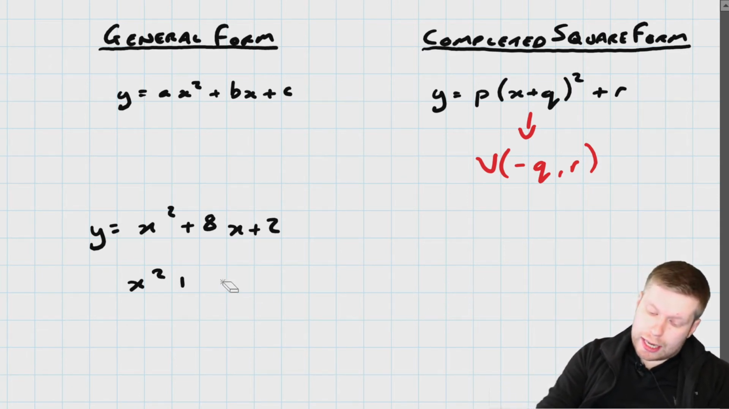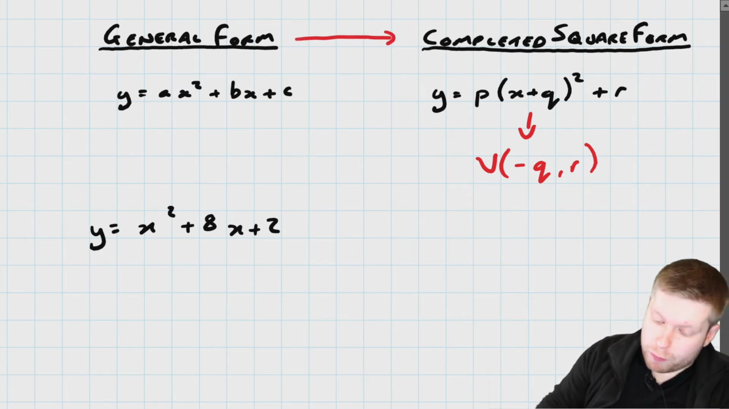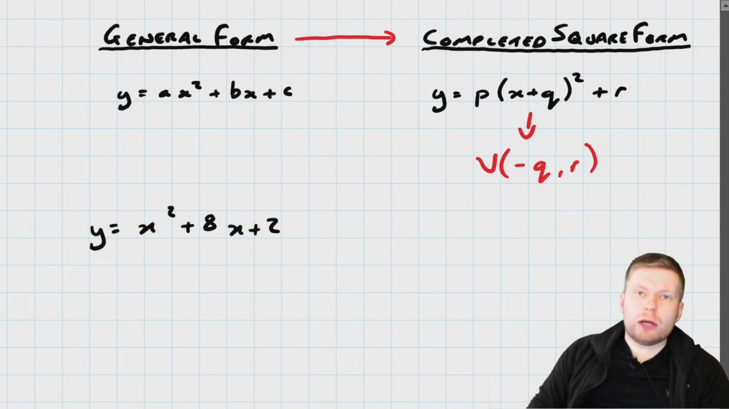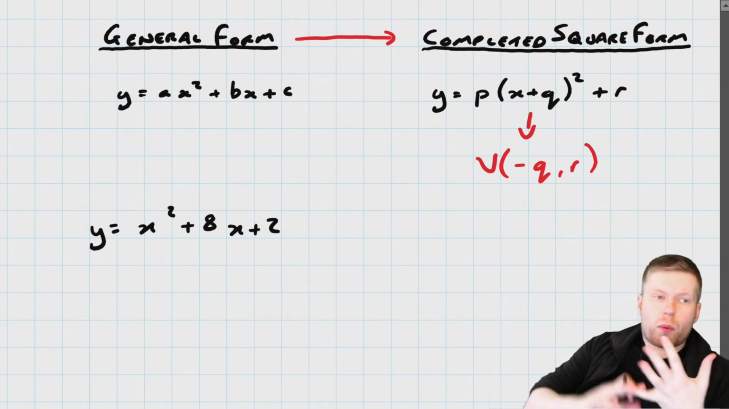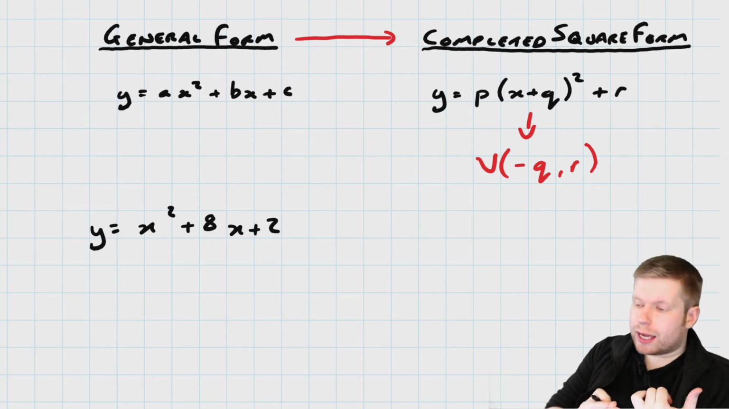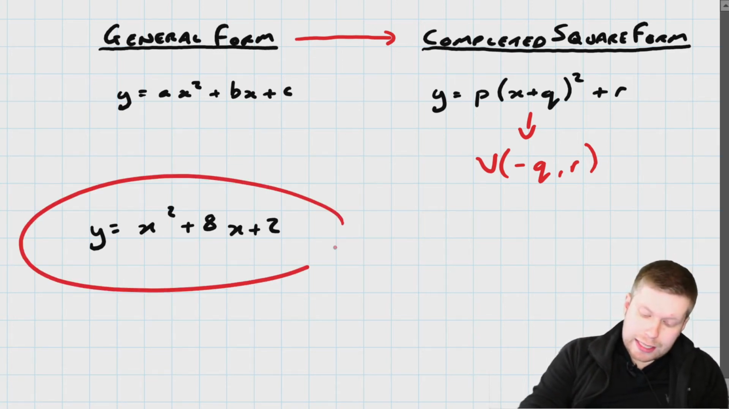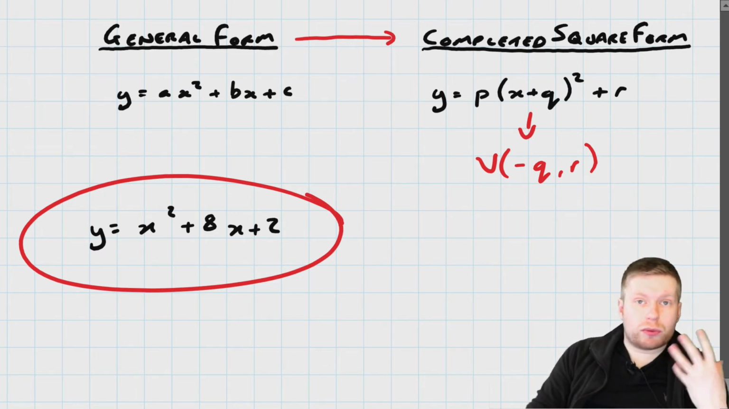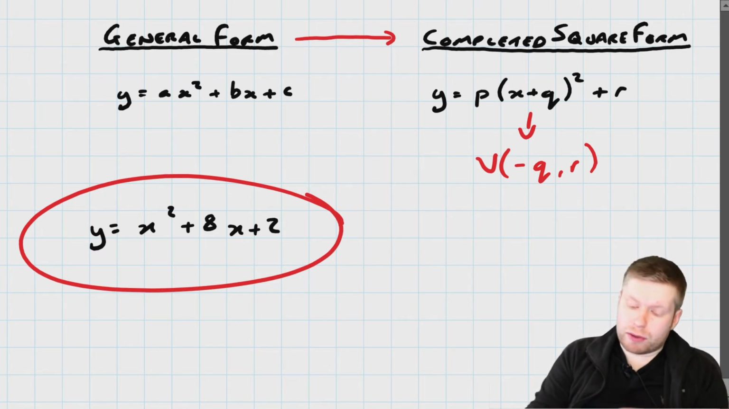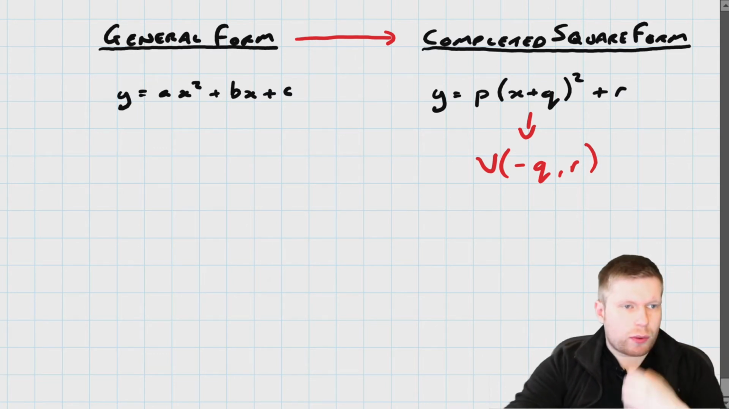Well, fortunately, if we can find a way of getting from general form into completed square form, it kills two birds with one stone. Number one, if it's in completed square form, we can always find the vertex. And number two, we're also able to deal with things that can't be factorized. In other words, we're able to find the x-intercepts for things that can't be factorized. So let's have a look. How do we go from general form to completed square form?